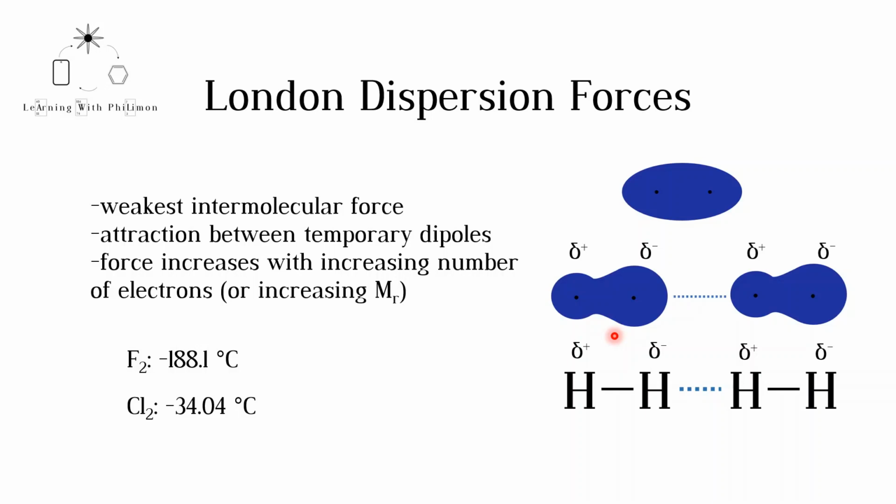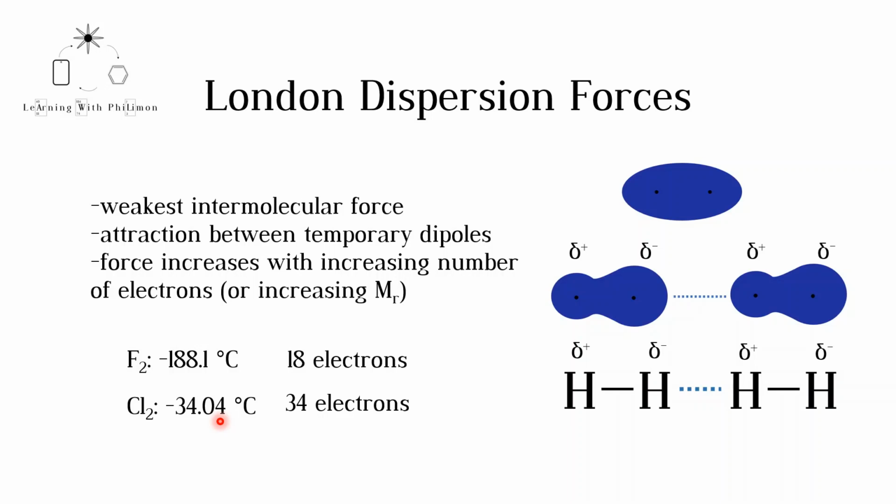The boiling point of fluorine, F2, is minus 188.1 degrees Celsius. The boiling point of chlorine, Cl2, the element just one period down, is negative 34.04 degrees Celsius. A fluorine molecule has a total of 18 electrons, whereas a chlorine molecule has a total of 34 electrons. Remember that the number of electrons can be found by checking the atomic number of each element. Both fluorine and chlorine are diatomic.